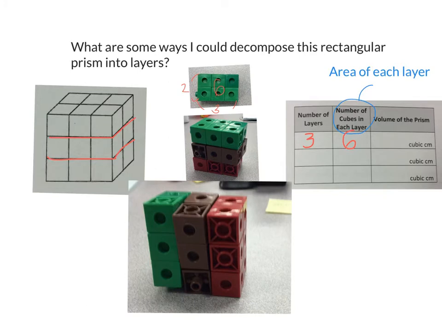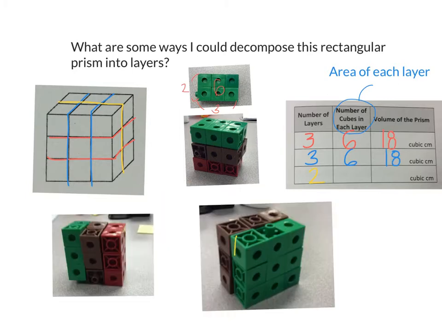So this time, with this picture, I'm cutting it into layers vertically, right? And now how many layers does it have? 3. Okay, go ahead and add that to your chart. Now, if I look at one layer again, what's the area of this one layer? 6, because there's still 6 cubes in this layer. So the volume of the prism is still 18 cubic centimeters.